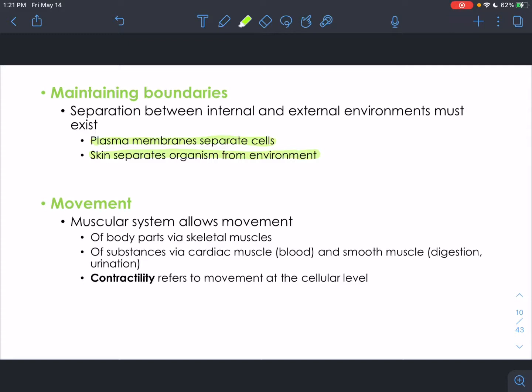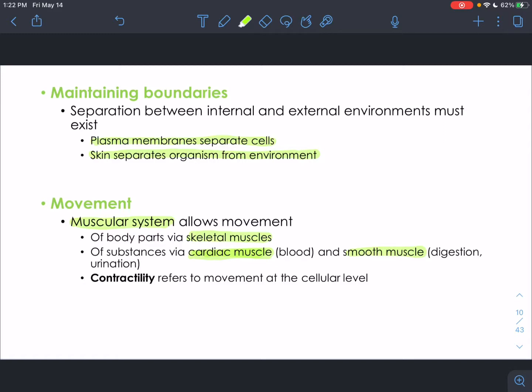Movement, which is mostly performed by your muscular system. So we have skeletal muscles that allow us to move our body parts, so we can get around. And then we also have some cardiac muscles and smooth muscles that move stuff through our body. Cardiac muscles are the muscles of our cardiovascular system, such as our heart and our blood vessels, pumping blood through the body. And then smooth muscles are what's allowing movement of food through our digestive system, urine through our urinary system, and so on.